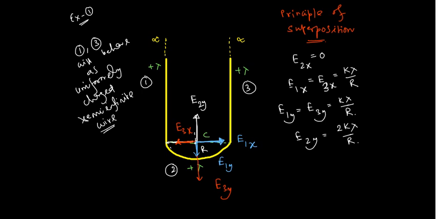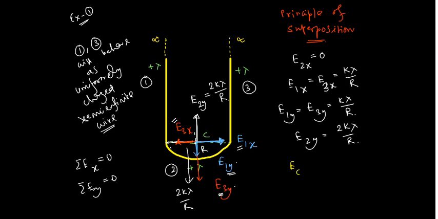From these values, the summation of Ex becomes 0, as these two cancel each other. In the downward y direction it will be E1y plus E3y, so k lambda by r plus k lambda by r becomes 2k lambda by r. E2y, as per our previous calculation, is also 2k lambda by r. So the summation of Ey is also 0. So the net field at C, the final answer that we are getting, is 0.